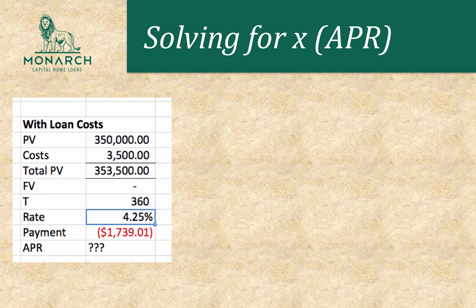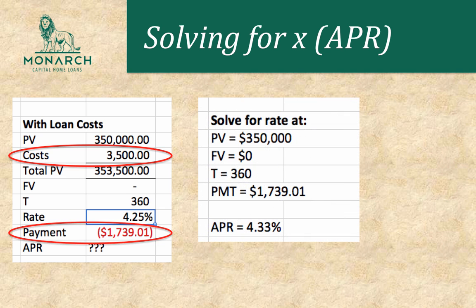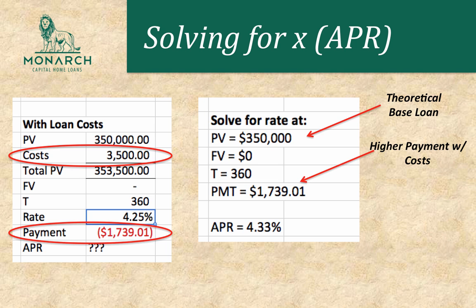Well, to solve for X, what we do, and it's a little bit counterintuitive, is we solve for the present value of $350,000, okay? Because we're going to use a theoretical base loan amount with the higher payment, considering the costs rolled in. And when we solve for APR, we see that we don't get 4 1/4, we get 4.33. Now the thing to understand is that on your note, in the actual paperwork, it's not going to say 4.33, it's going to say 4 1/4. But APR gives you an idea of what the relative costs are for a base loan amount with a higher payment. What kind of rate are you really looking at?